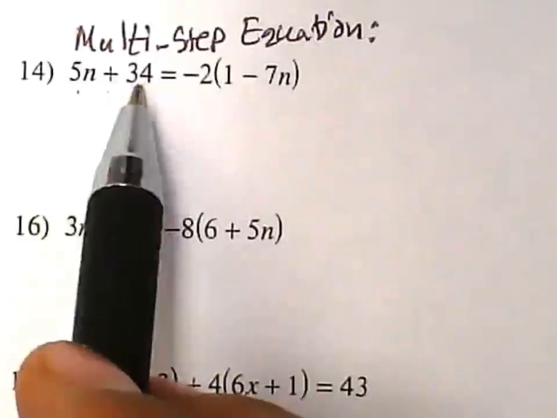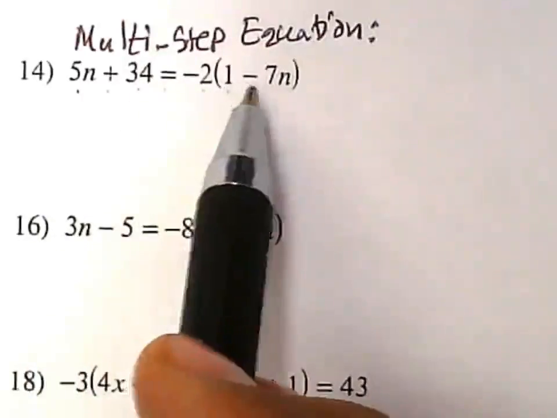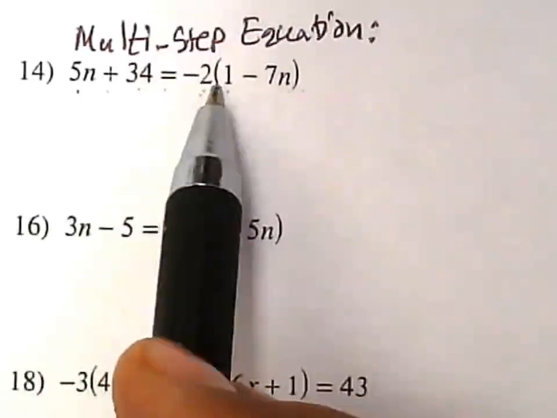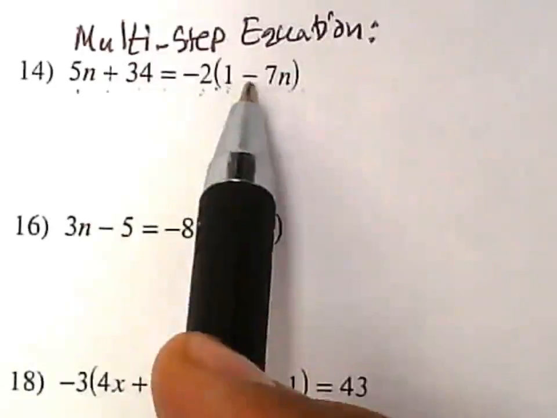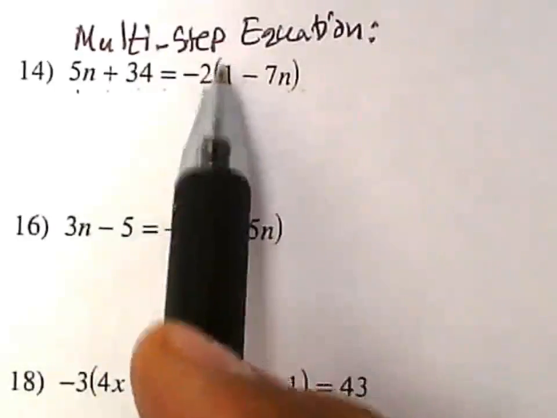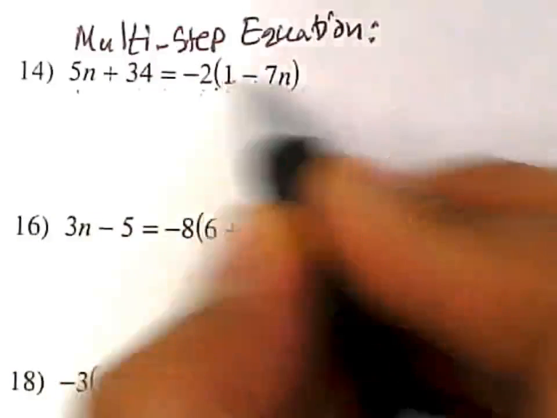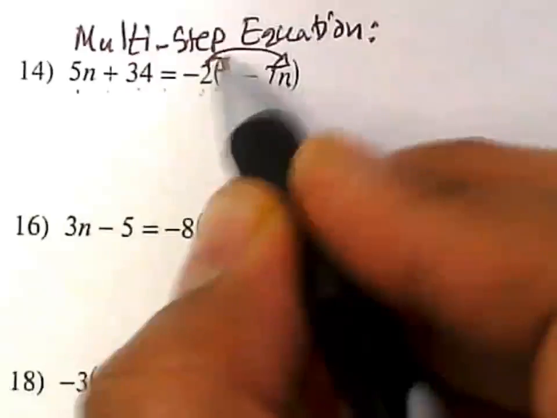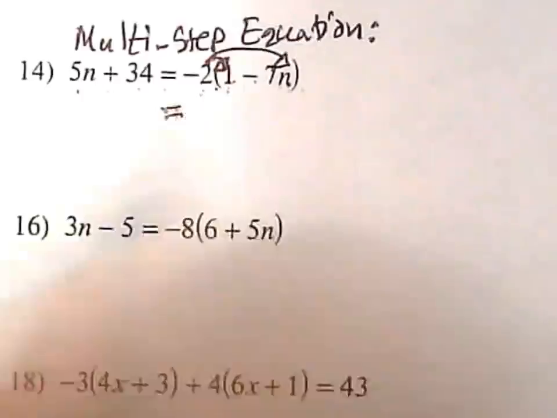5n plus 34 equals negative 2 parentheses 1 minus 7n parentheses ends. Negative 2 parentheses means you are multiplying 1 minus 7n with negative 2, because 1 and negative 7n are inside the parentheses. That means you need to multiply these two terms with negative 2. So you need to do that first. I'm going to put the equal sign here.